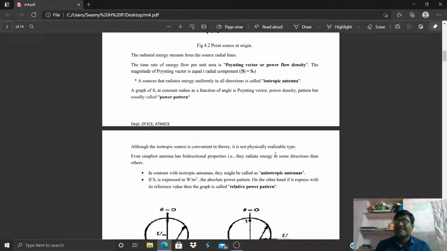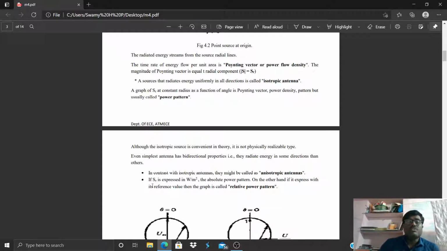An isotropic antenna is one which radiates power equally in all directions, whereas directional antennas radiate energy maximum in some directions compared to other directions. Those are called anisotropic antennas.